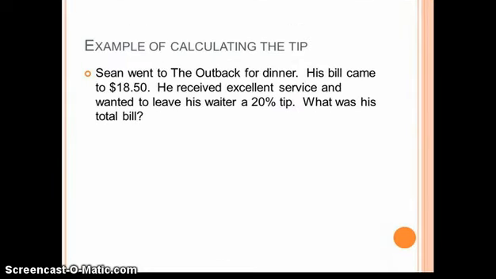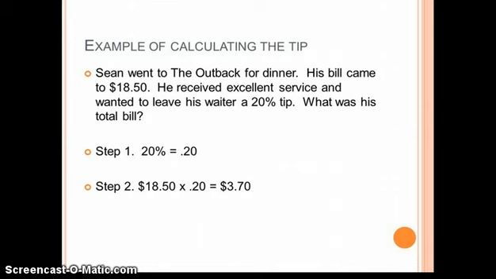Okay, in our next example, we're going to calculate the tip. Sean went to the Outback for dinner. His bill came to $18.50. He received excellent service and wanted to leave his waiter a 20% tip. What was his total bill? We're going to repeat step 1 and 2. Step 1, we're going to change the 20% to a decimal. Okay, and when you do this, we're going to divide 20% by 100. And you end up with 0.20. Your calculator might say 0.2. If it does, that's okay. It just dropped off the insignificant 0.